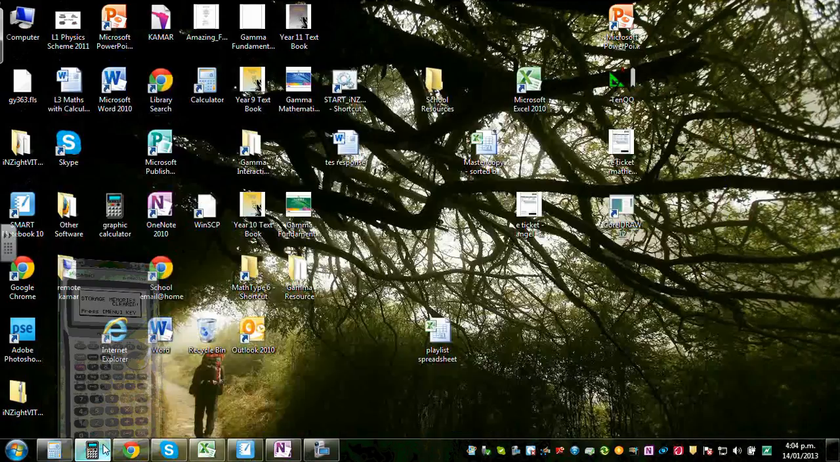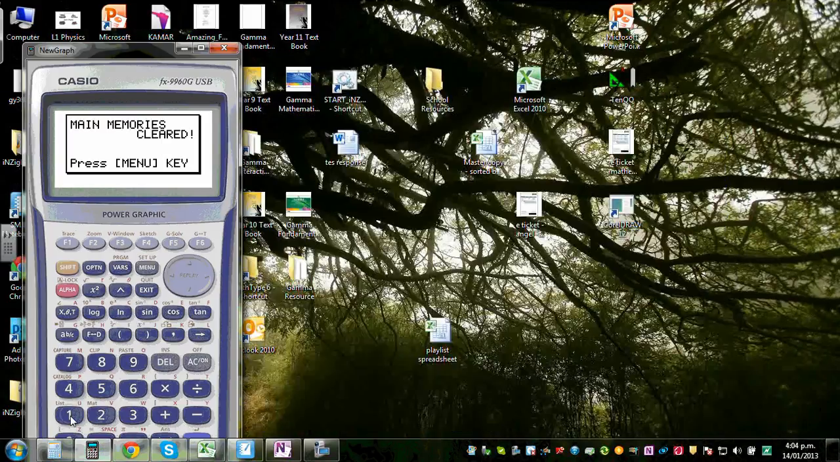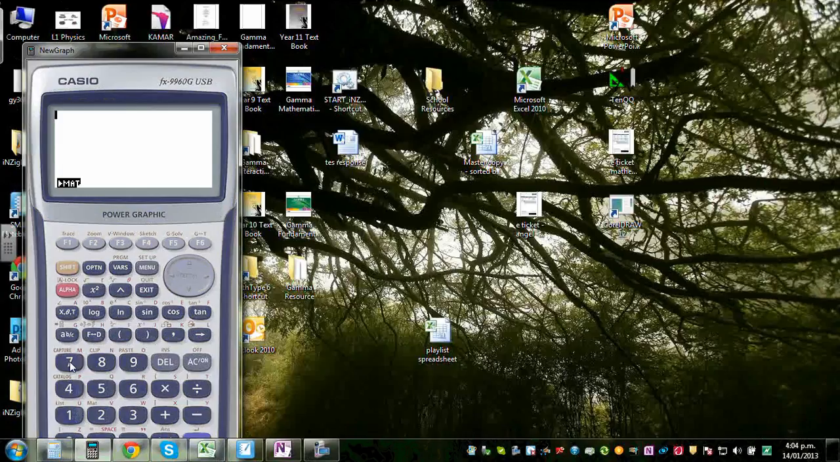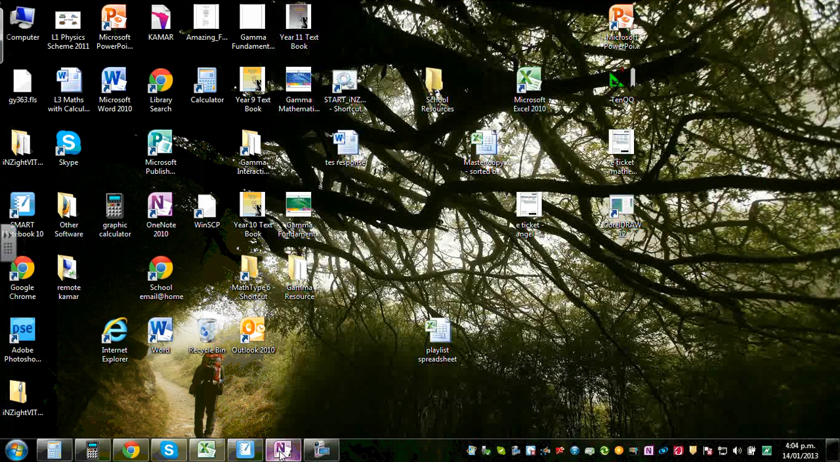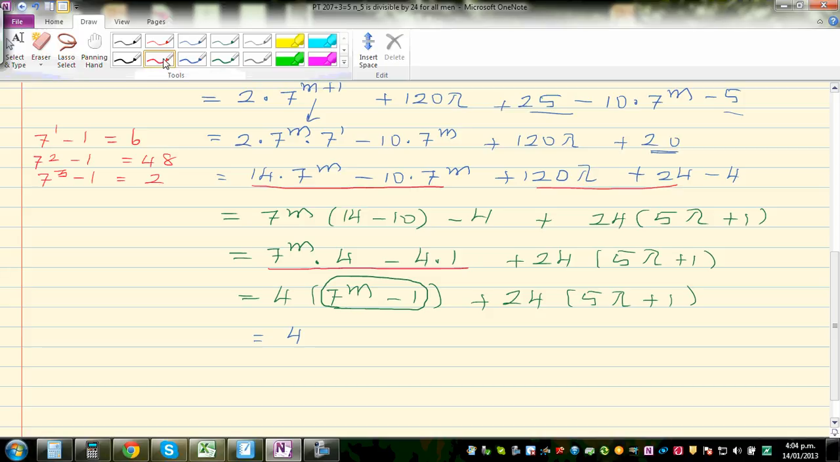Let me show you. 7 cube minus 1 equals 342, divided by 6. That's exactly divisible, so 342 is divisible by 6. So this is going to be a multiple of 6. So you can write this as 6 times mu, where mu also belongs to N.